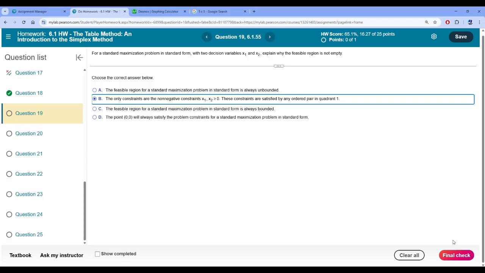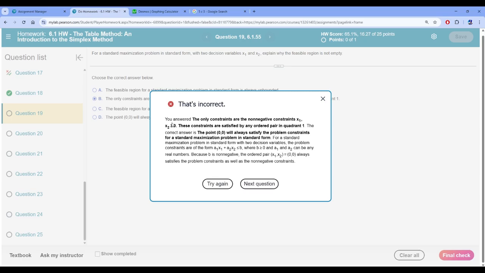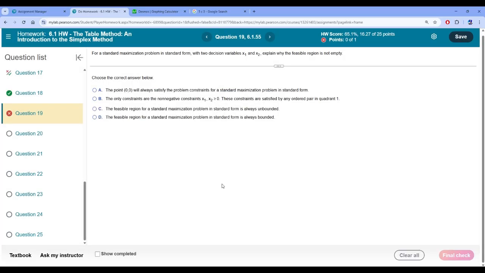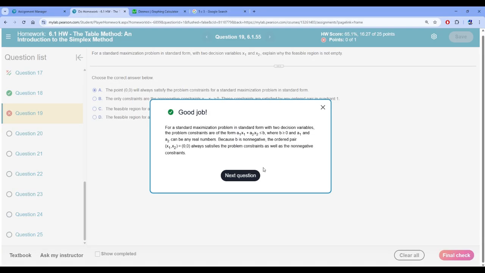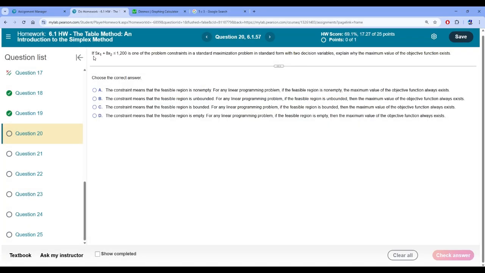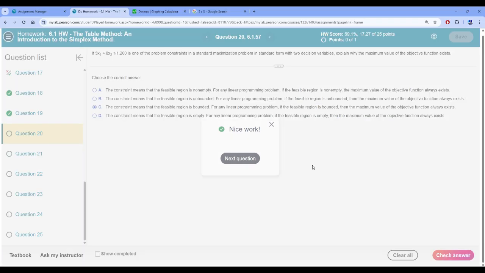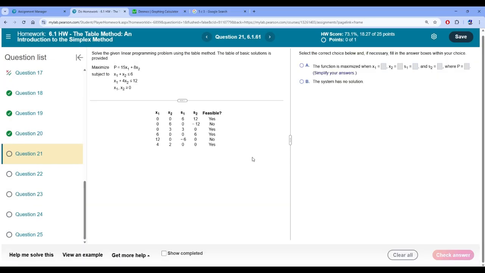Yeah, I was gonna say that makes sense. You answered correct: the point 0, 0 will always satisfy the problem constraints for a max standard problem. Oh, so the point 0, 0 always satisfies. If that is one of the problem constraints in the standard problem, explain why the maximum value exists. Because the constraints mean the feasible region is non-empty. No, the region is bounded. For any bounded feasible region, the maximum problem will always exist. Yeah, if it's bounded, there's a maximum.